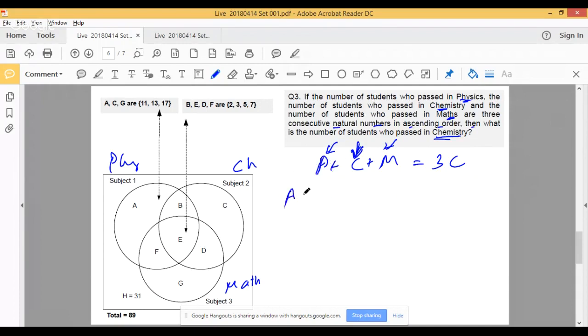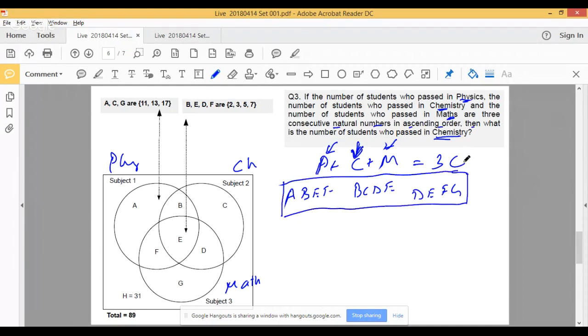in physics you have A, B, E, F. Chemistry you have B, C, D, E. And maths you have D, E, F, G. Right? This is chemistry, just to distinguish. Now what will we get? We'll get A, C, and G comes once, B, D, F comes twice, and E comes three times. E comes in all the three ones. Right? This should be three times chemistry.